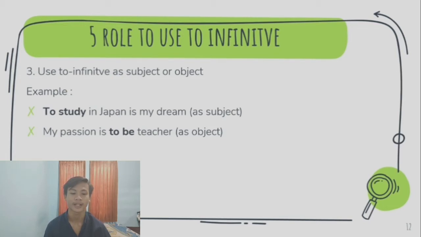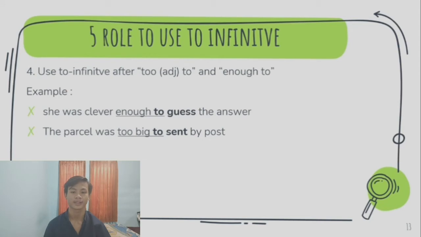Next, use to infinitive as subject or object. For the example as subject is to study in Japan is my dream. And for the example as object is my passion is to be teacher. Next, use to infinitive after too and enough. For the example, she was clever enough to choose the answer, and the parcel was too big to send by post.